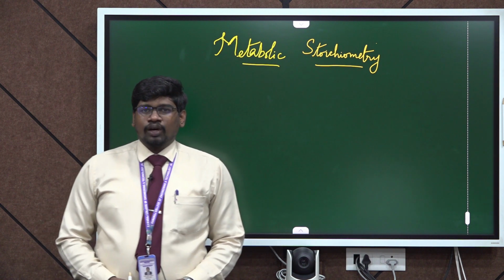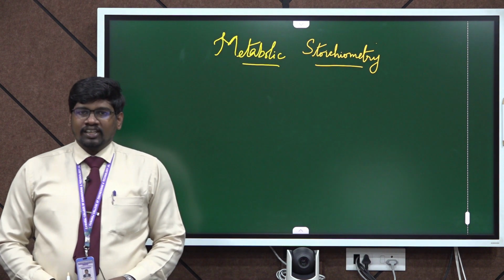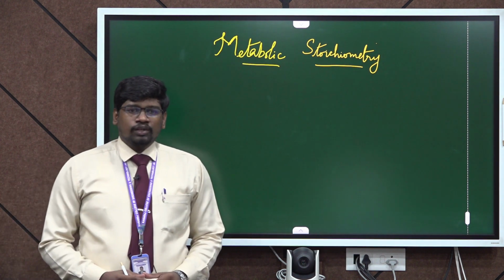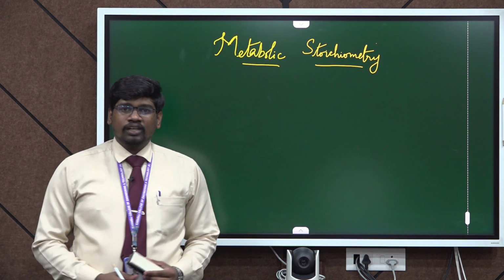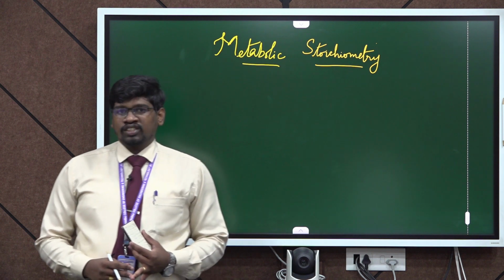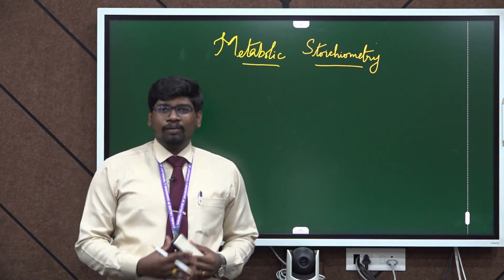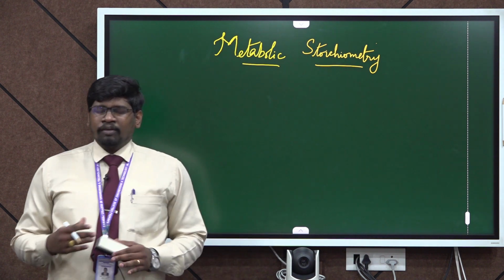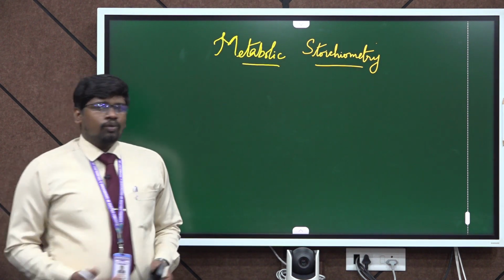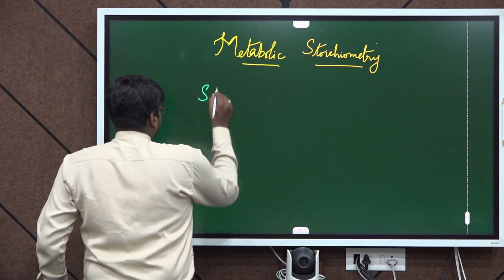In this video, we are going to discuss metabolic stoichiometry. What we are going to focus on in this video is how to calculate stoichiometric coefficients, degrees of reduction, respiratory quotient and yield coefficients for a given biochemical reaction. Before going into the video, we need to know what stoichiometric coefficients are.